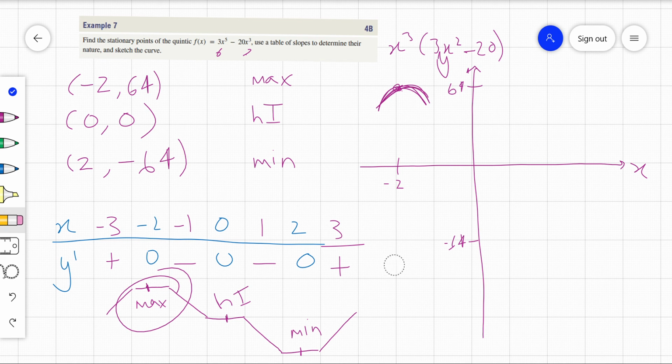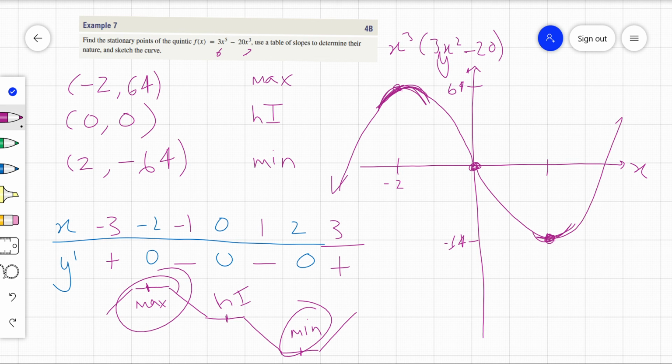Get rid of this one. Silly, silly. Alright, and we've also got 0, 0 as our point of inflection, and we've also got 2, minus 64. So there we go, and that's our minimum turning point. It's going like that. So you can see that. So we're going from an unhappy curve to here, and then it changes at the point of inflection, so concavity changes to a happy curve here.